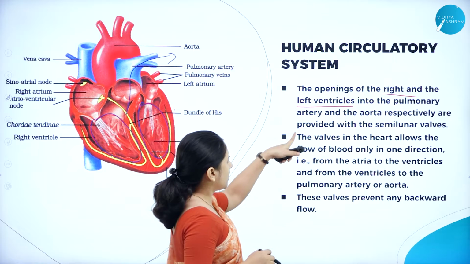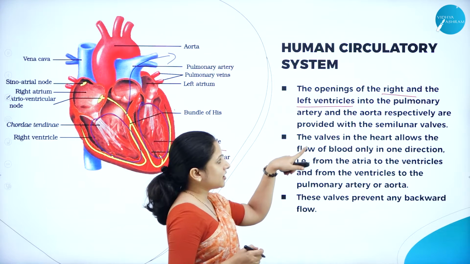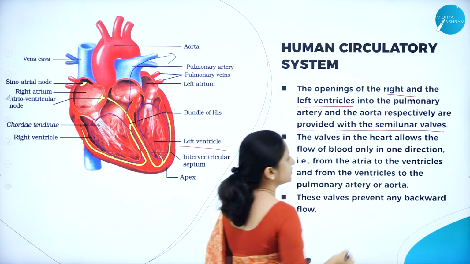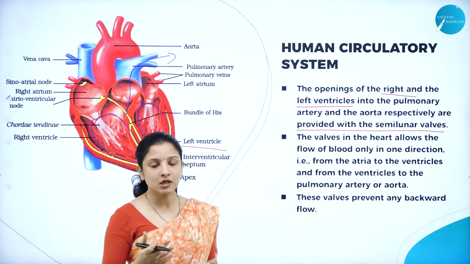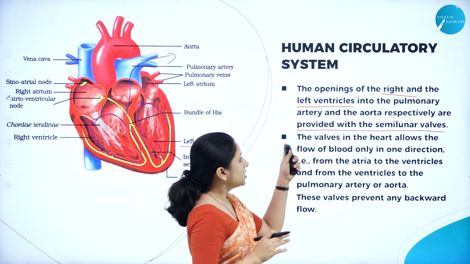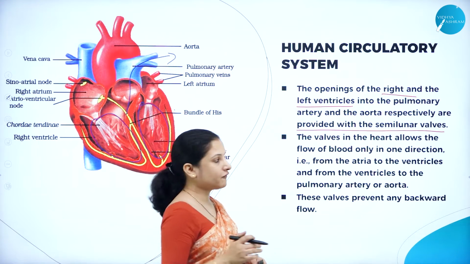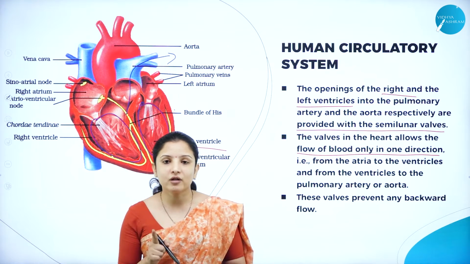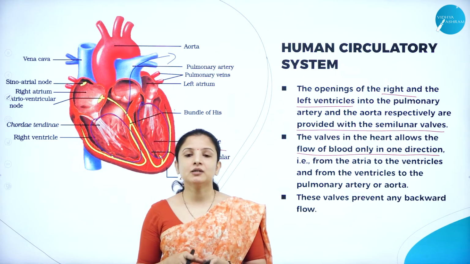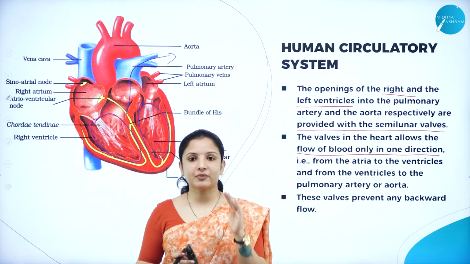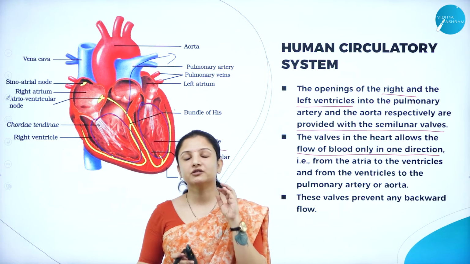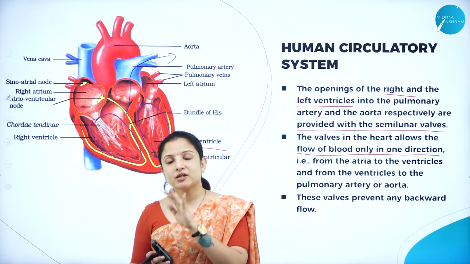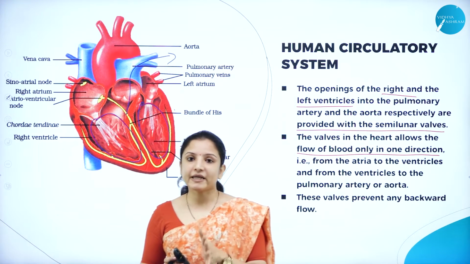So next, moving further. The openings into the pulmonary artery and the aorta respectively are provided with semilunar valves. There also there are valves present, which are called semilunar valves. The valves in the heart allow the flow of blood only in one direction. Now we understood why valves are important. What did we learn? The right atrium and the right ventricle are protected by a valve called the tricuspid valve, and the left atrium and the left ventricle are protected by the valve called the bicuspid valve.